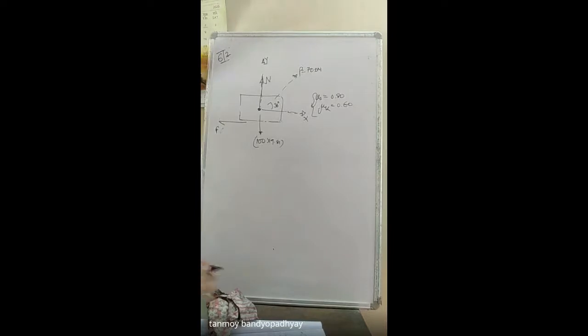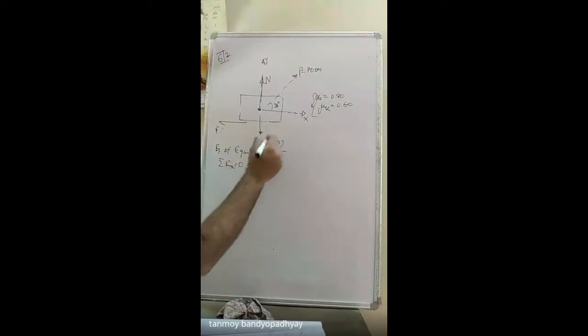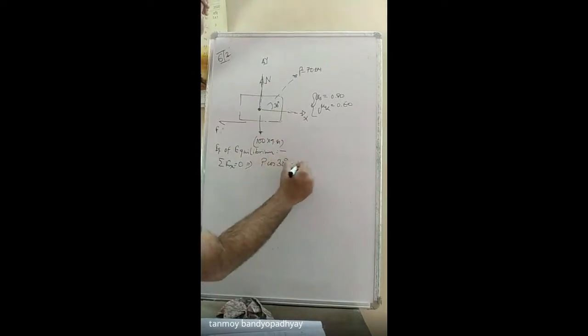I hope we have covered everything. So now let's write the equations of equilibrium for this body. Initially we will have sigma Fx equal to 0. In the positive x direction I have P cos 30 degrees minus F equal to 0.